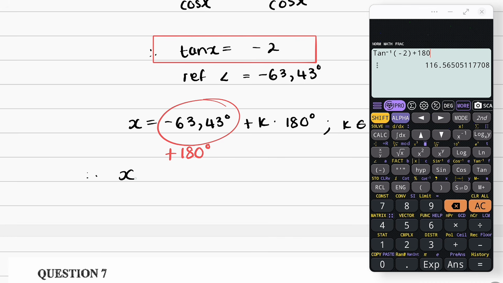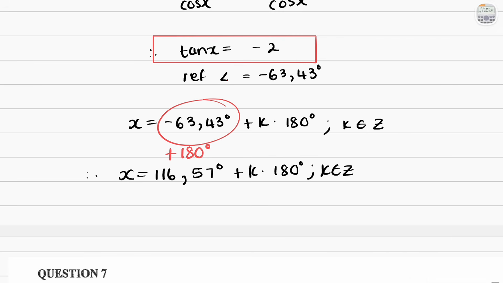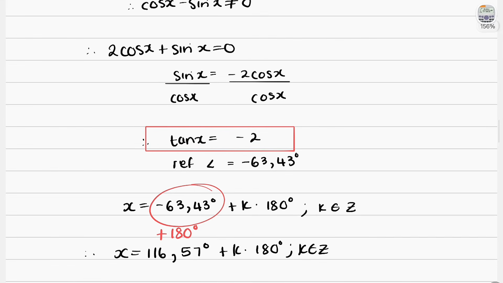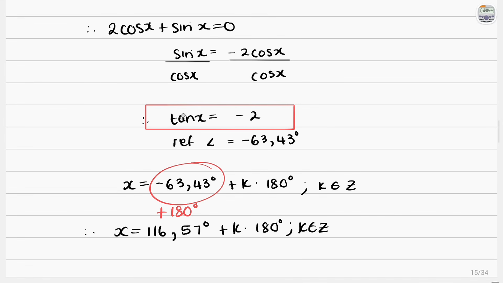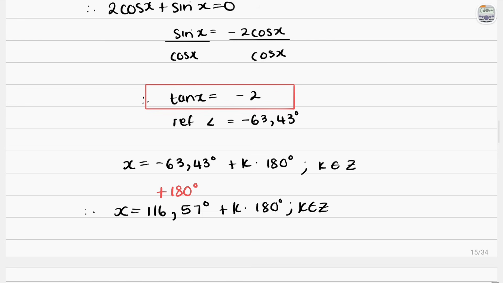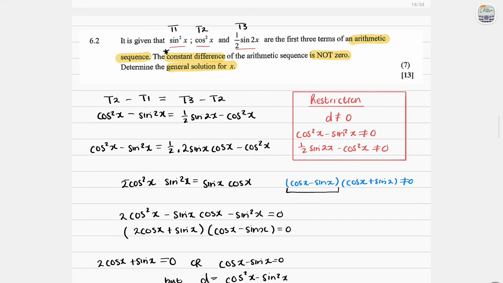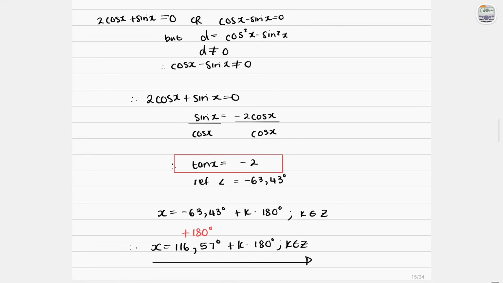So finally, you can just tell them x is equal to 116 degrees, okay, 116.5, and rounding up, it's going to be 57 degrees plus k times 180 degrees, because this is a general solution. So this is the infinite solution, basically. The answer where the graph tan x is always going to have a y value of negative 2 all through from negative infinity to positive infinity. Okay, so you can leave your answer like this. And that is our answer there. And that was the last question for question 6. And that is it for question 6.